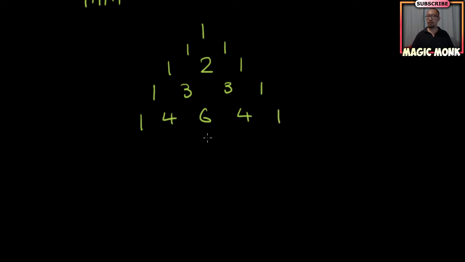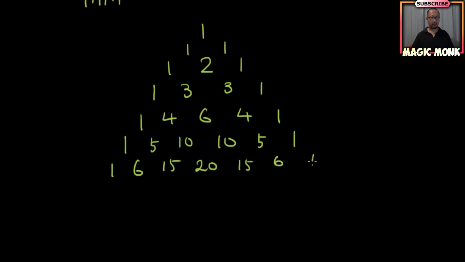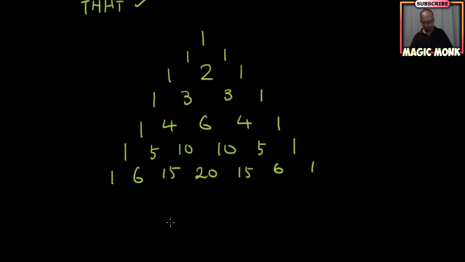So you might be seeing a little pattern as to how I draw it. Basically, the outside is always a 1, and then each number comes from the 2 numbers above it. So 1 plus 4 is 5, 4 plus 6 is 10, 6 plus 4 is 10, 4 plus 1 is 5, and then 1 on the outside again. Okay, so it just keeps going non-stop.